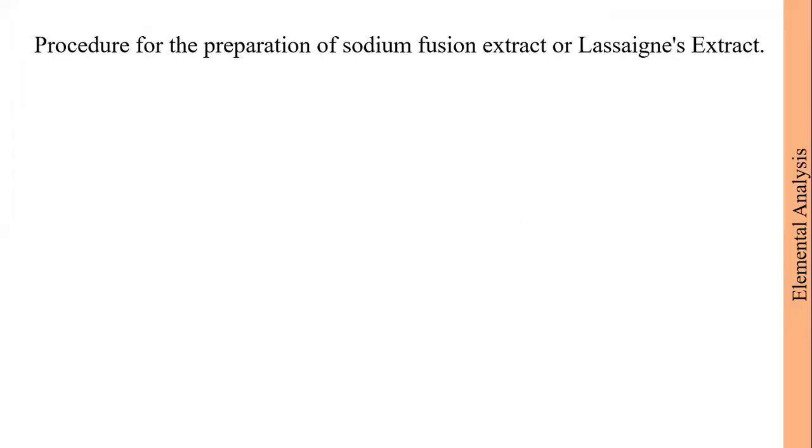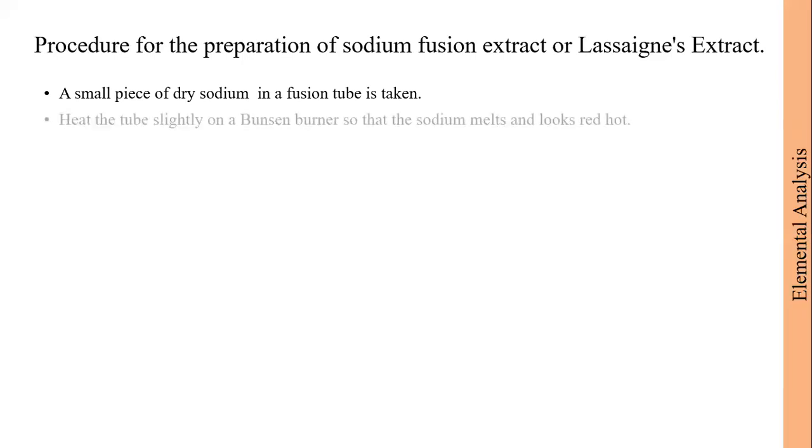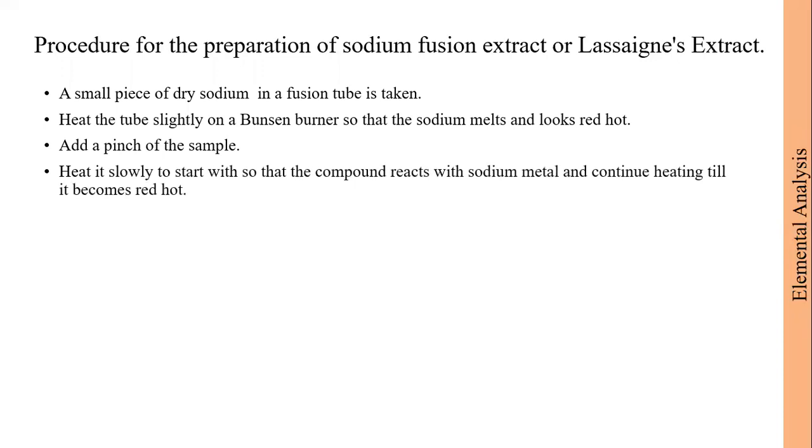Now, after the preliminary investigation, we have to carry out the elemental analysis test. We'll take the sodium fusion. We'll take the fusion tube and we'll add sodium into it and we'll heat it directly over the Bunsen burner so that the sodium melts and becomes red hot. We add a pinch of the sample in the fusion tube and we'll again heat it so that it becomes red hot. After that, we'll plunge that red hot tube into the china dish that contains the distilled water.